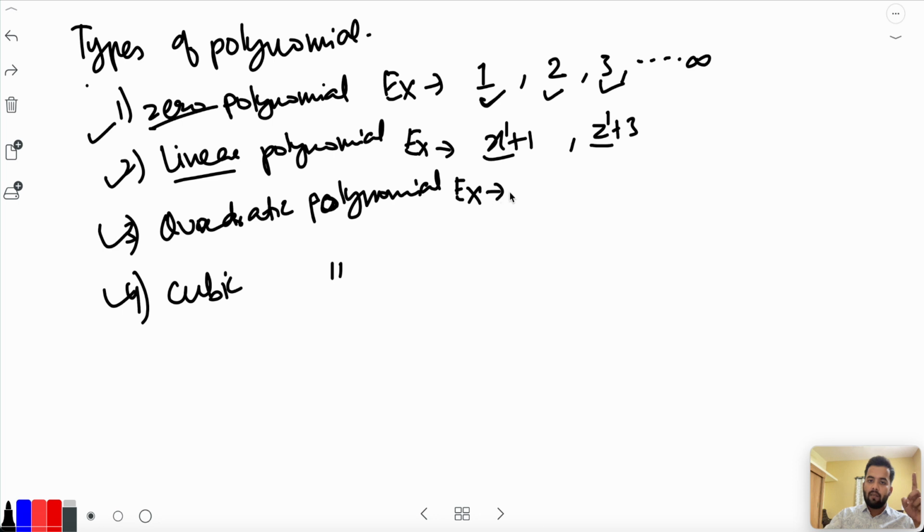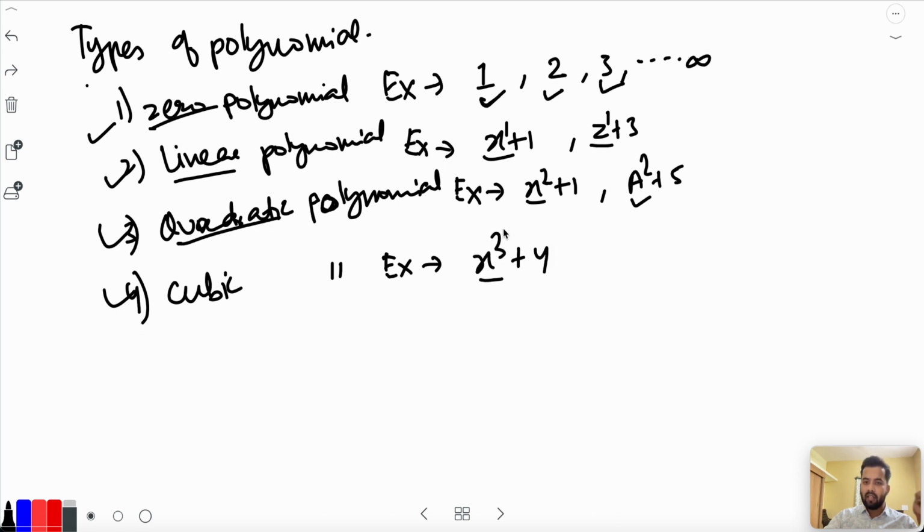Now in the same way, what will be the example of quadratic? Can we write x square plus 1? See, now what is the x power? 2. Quadratic stands for 2 only. That is why it is quadratic. Now we have a square plus 5. Again the power is 2 only, so it is again quadratic. And in the same way for cubic, I will write x cube plus 4. So again x power is 3. Cubic stands for 3 only.